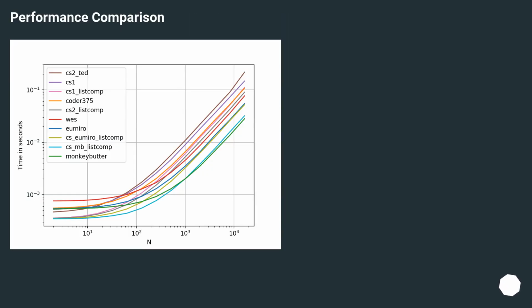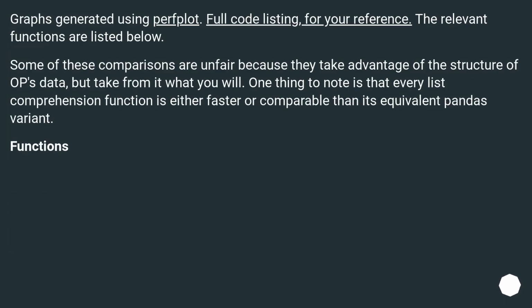Performance comparison. Graphs generated using perfplot. Full code listing, for your reference. The relevant functions are listed below. Some of these comparisons are unfair because they take advantage of the structure of OP's data, but take from it what you will. One thing to note is that every list comprehension function is either faster or comparable to its equivalent pandas variant. Functions.